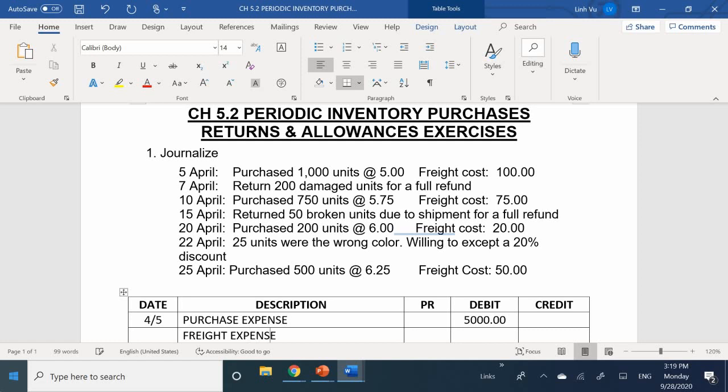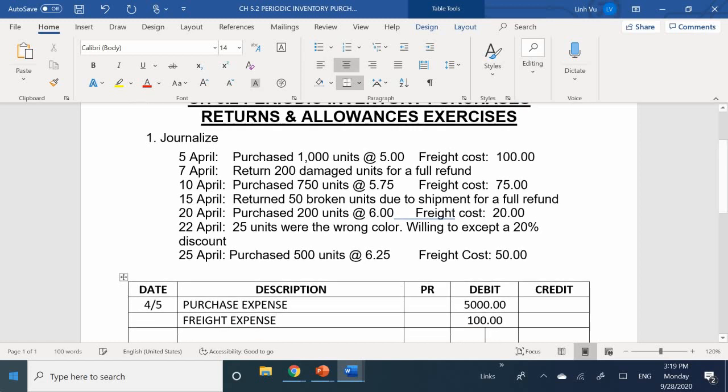Cash to pay, and that would be cash. Assuming that everything's on an account. Oh, okay, sorry. No worries. Then it will be accounts payable of 5,100 in the credit balance. Good. Okay. Now, what has happened on April 7th?